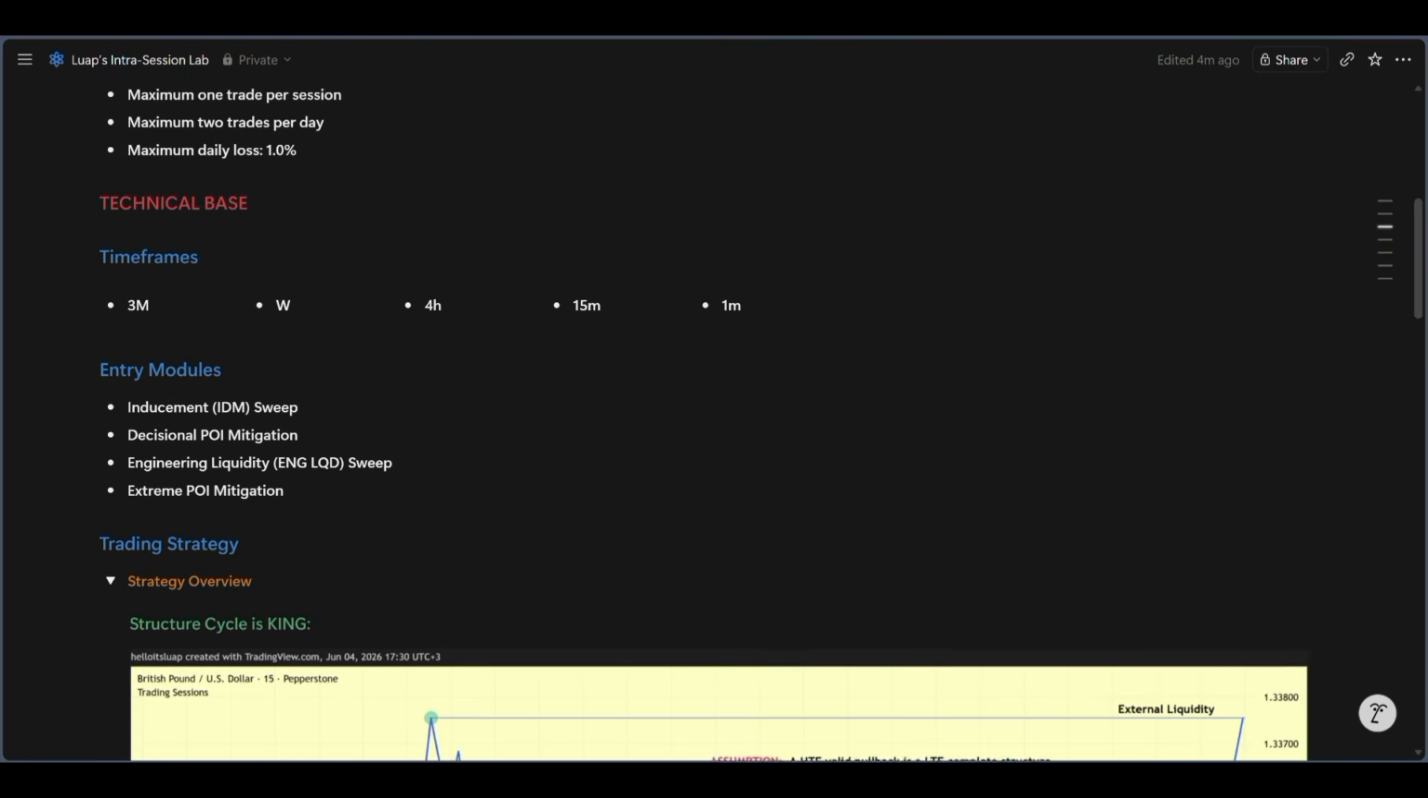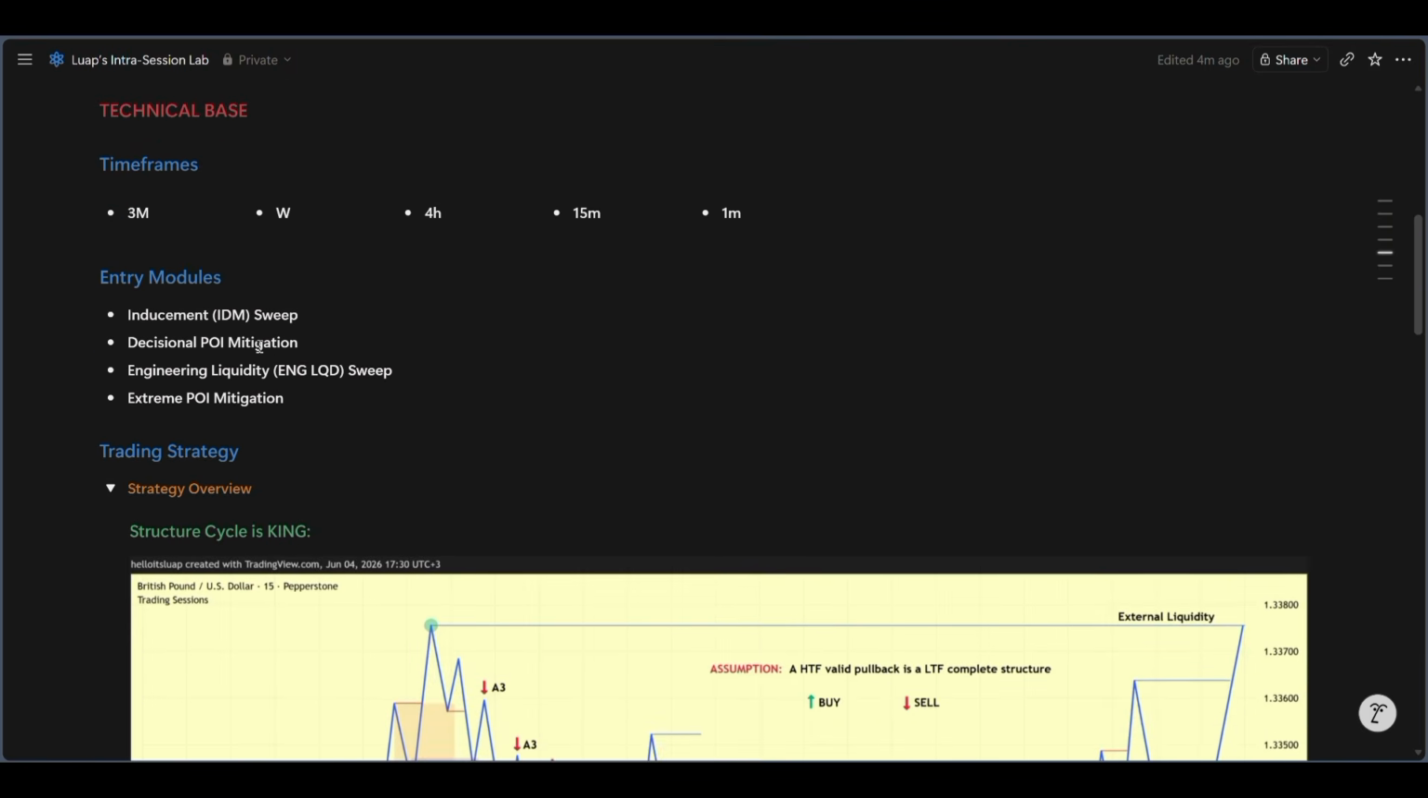And then we have the technical base. So here we have the time frames. We all know how I do the top down, starting from the 3 months all the way to the 15 minute. Then I use the 1 minute as the execution time frame. But it's not every day that I wake up and open the charts on the 3 months, then dip all the way down.